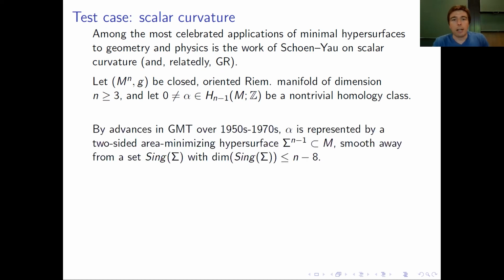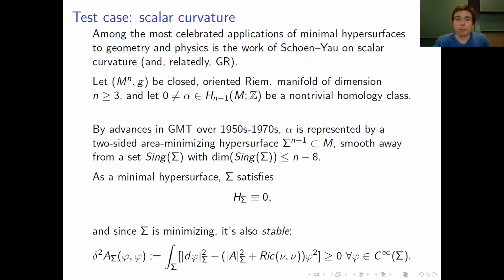By classic results in GMT up to the 1970s, we know that any of these non-zero homology classes is going to be represented by some smooth two-sided area-minimizing hypersurface if we're in dimension less than or equal to 7, and with a small singular set if our manifold has dimension 8 or higher. Of course, as a minimal hypersurface, its mean curvature vanishes. But more importantly, we can check the second variation formula and see that it has to be stable.